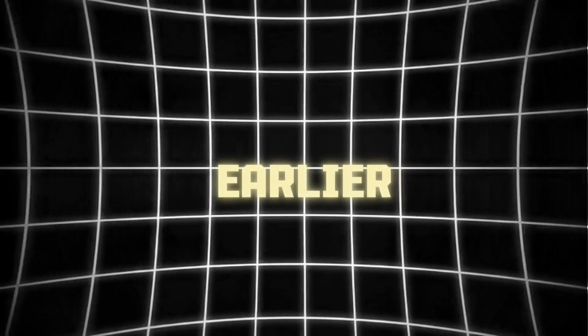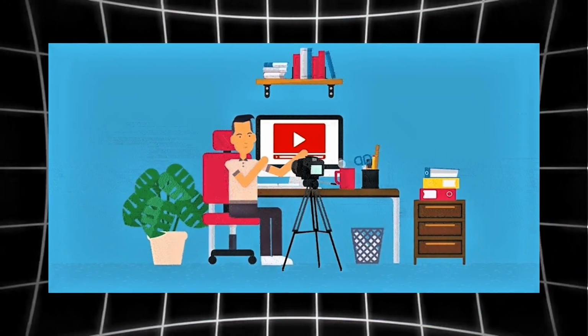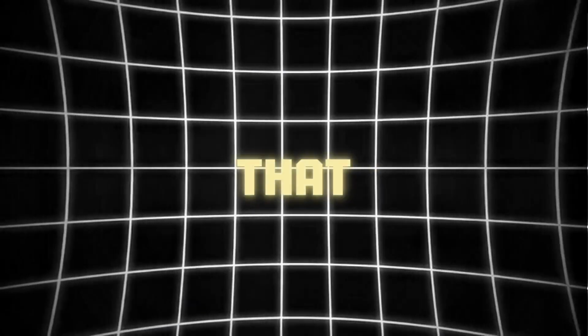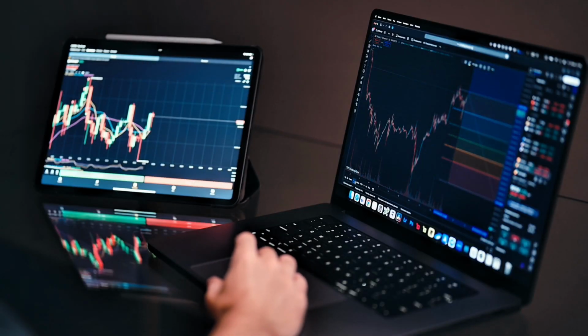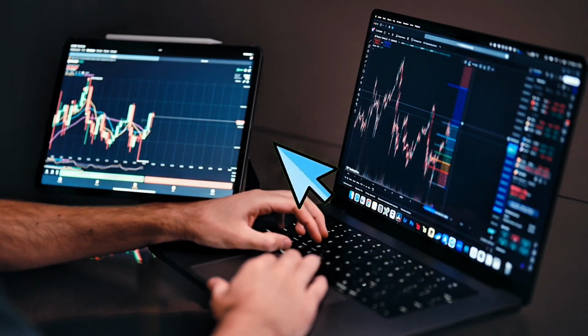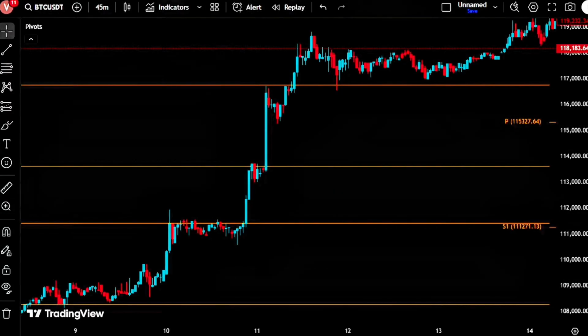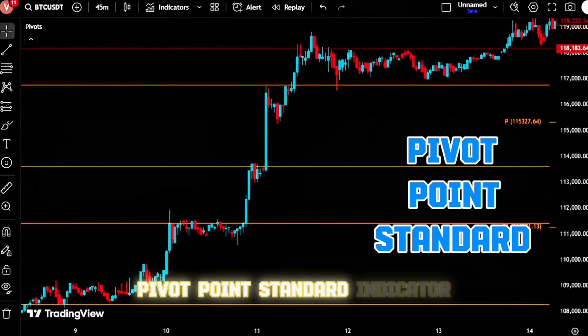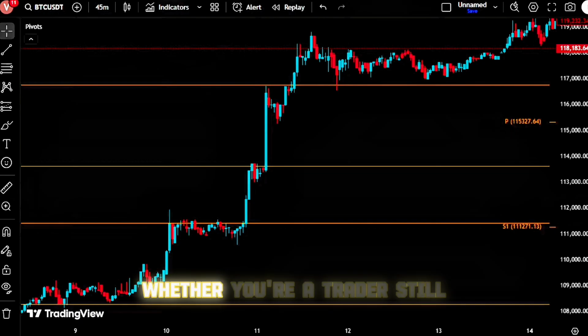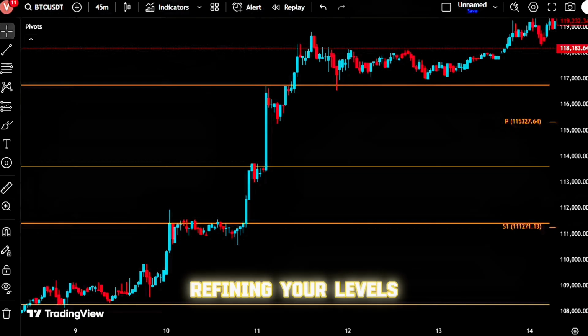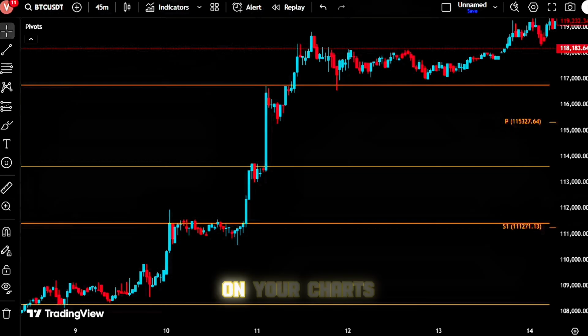As I promised earlier in the video, I told you I'd share a powerful tool that can automatically draw support and resistance levels on your chart with just a single click. So here it is. This tool is called the Pivot Point Standard Indicator. And trust me, whether you're a trader still refining your levels or just looking to speed up your analysis, this indicator can save you time and give you quick structure on your charts.